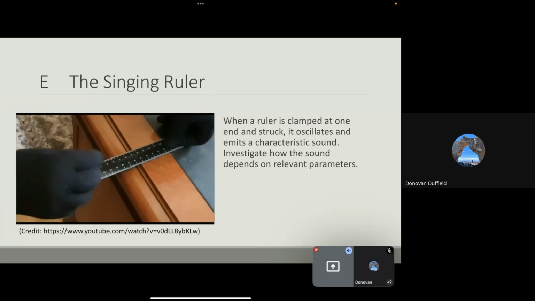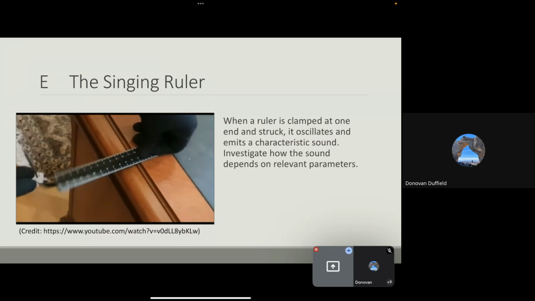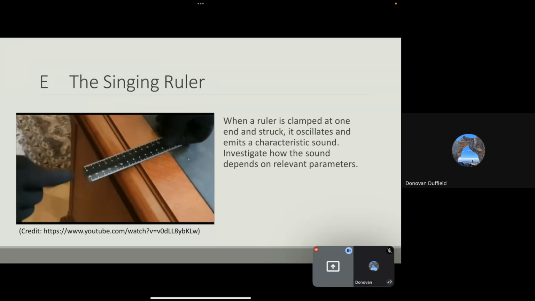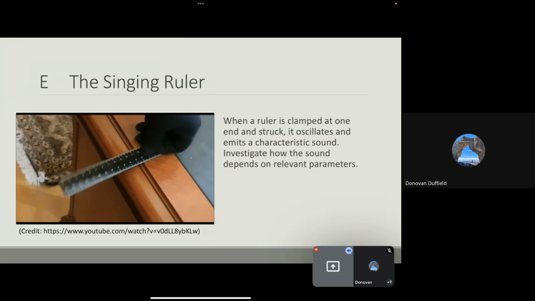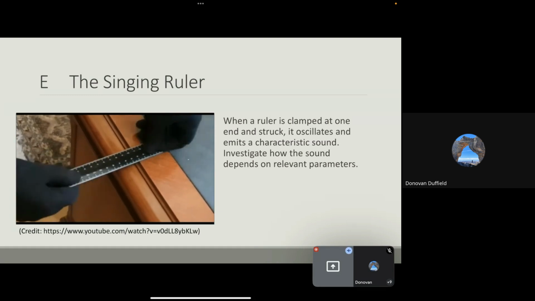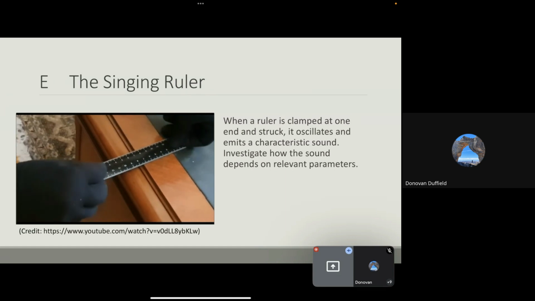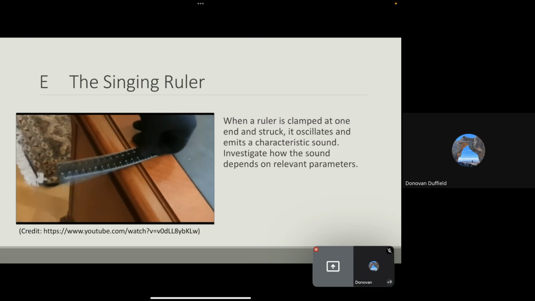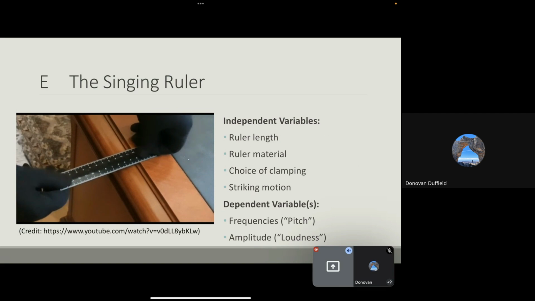Problem 5, I hope you can hear this. This is an experiment that probably most of you have already done at some point in time. So when a ruler is clamped at one end and struck, it oscillates and emits a characteristic sound. Right? If you can hear the audio, the pitch is higher when there's a shorter extension of the ruler over the edge. And then if it's longer, then you hear a lower pitch. Okay, so you have to investigate how the sound depends on relevant parameters.